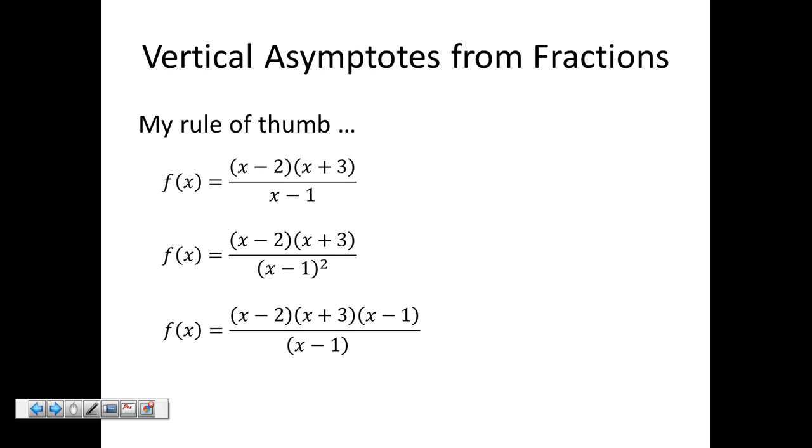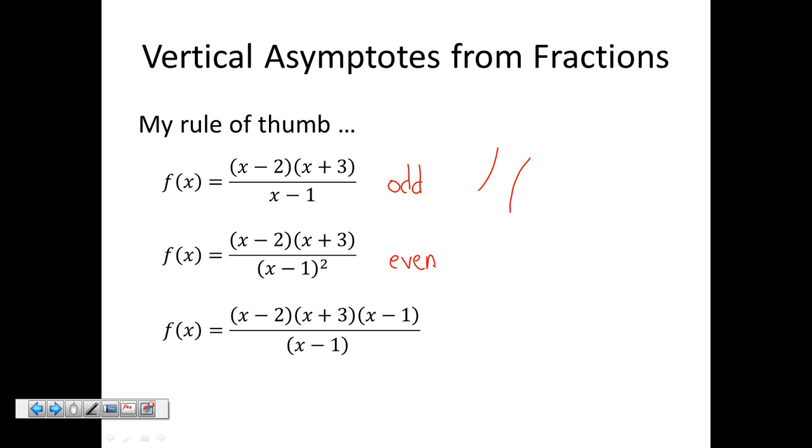When I see an odd power, like I do right here in this first one, so I have an odd power on that factor on the bottom, then I know that the graph is going to go up on one side, down on the other. Now maybe those are flipped, maybe it's going to go down on the left and up on the right. Those are details that I need to explore, but that means that the limit as x goes to 1 is not going to exist.